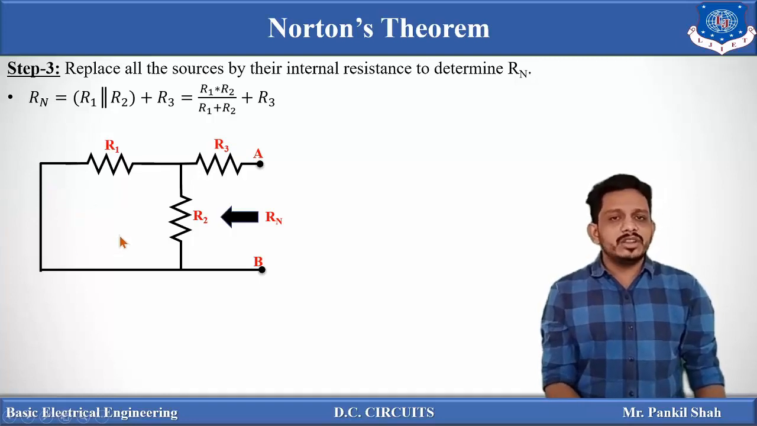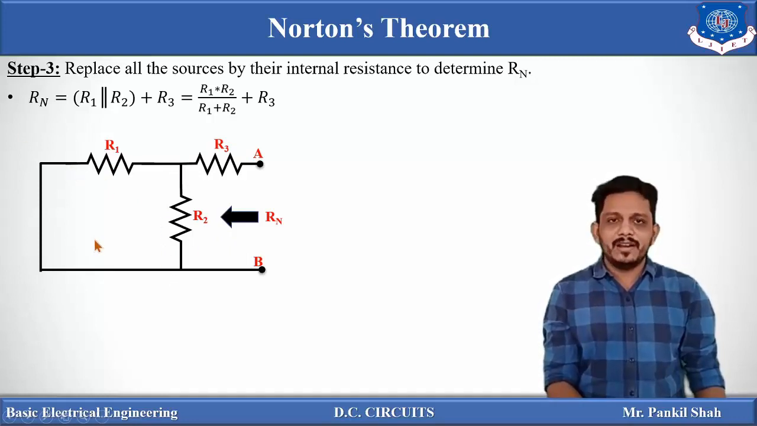So if you solve this from the opposite side, then you can clearly see that R1 and R2 are in parallel because they are connected at this node. So these two are in parallel, and the answer of this parallel will be in series with this resistance. So you can say that R1 and R2 are in parallel and their answer will be in series with R3. This parallel combination can be obtained by product by sum, that is R1 into R2 upon R1 plus R2, plus R3.